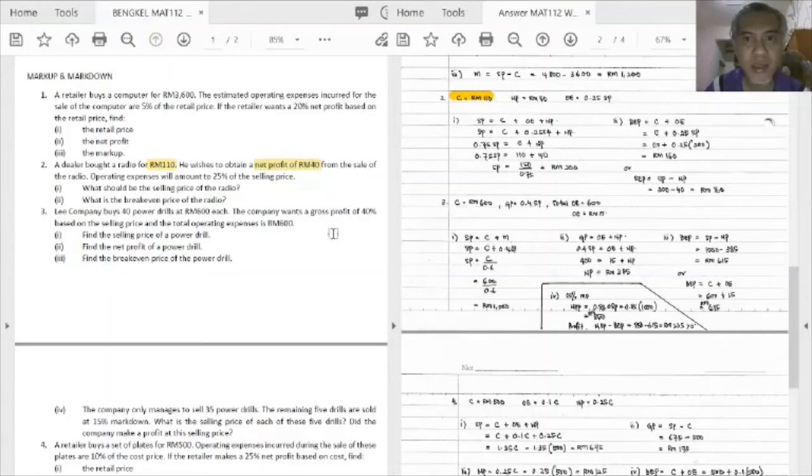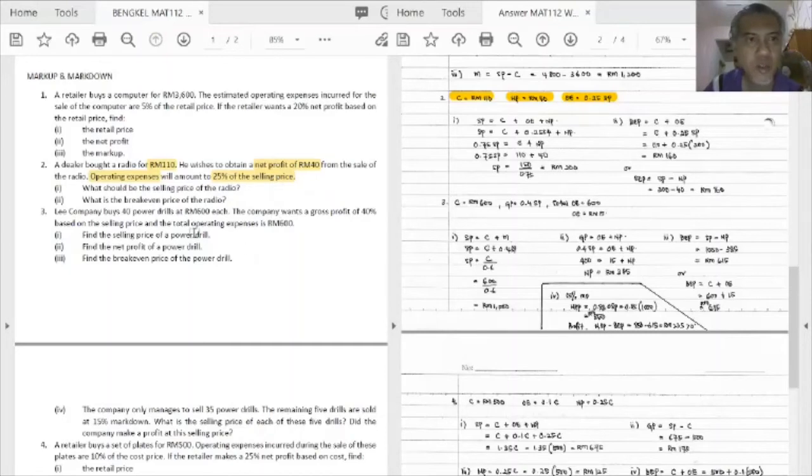It gives you the amount. It doesn't mention the percentage on selling price or cost price. So that means you have NP equal to 40 ringgit. Finally, you have another value given here, which is the 25%. This represents the operating expenses, which is 25% of the selling price. So it can be written as OE equal to 0.25 SP. Why 0.25? Because it's 25%, and why multiply with SP? Because it is based on the selling price.